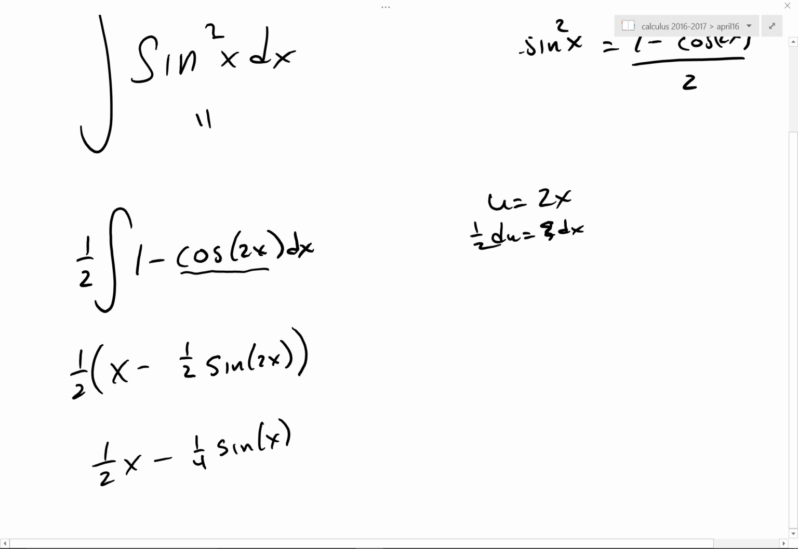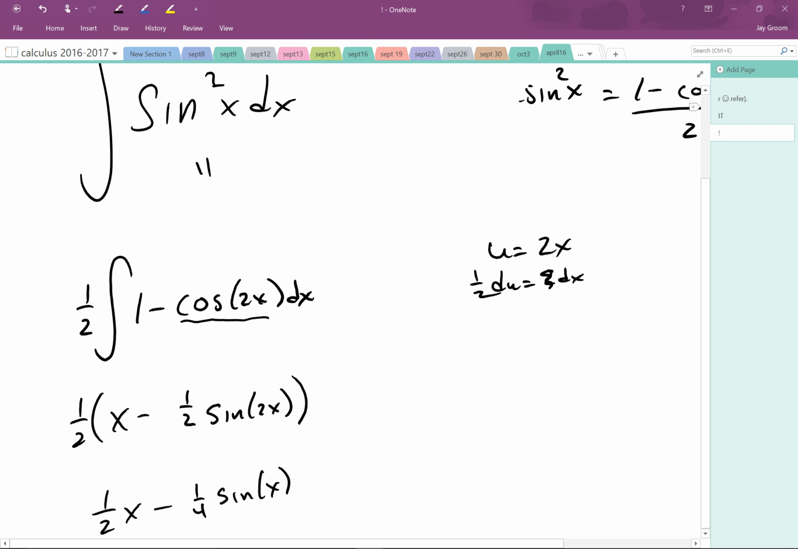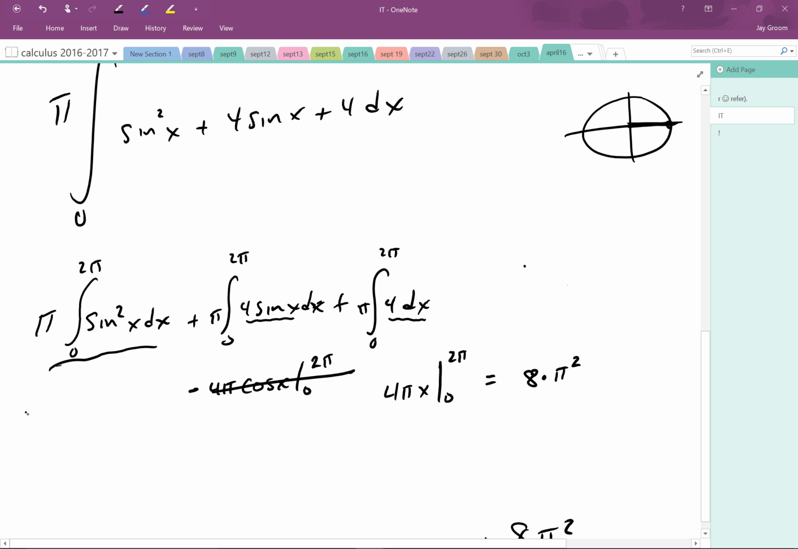Nope. Oh, maybe if you go back to the right page. So the pi is out front, yes? And so I had, what do I have? A half x minus a quarter sine of 2x. Is that what you have? From 0 to 2 pi.